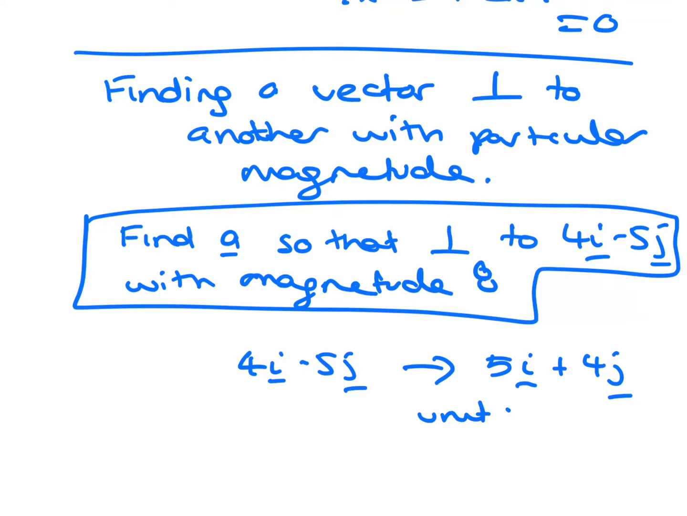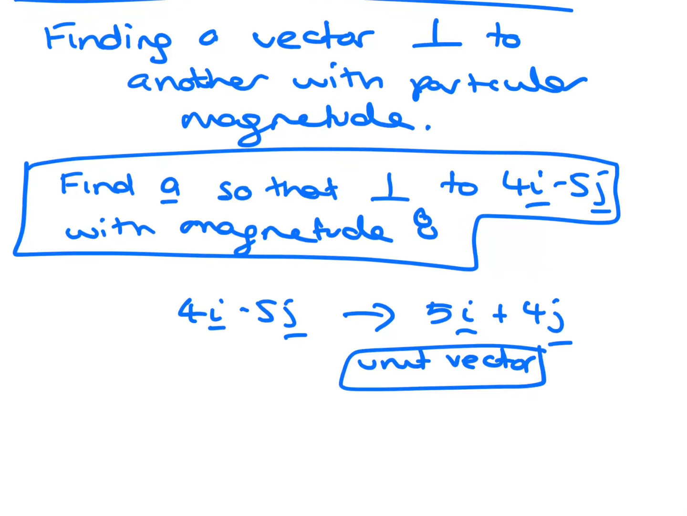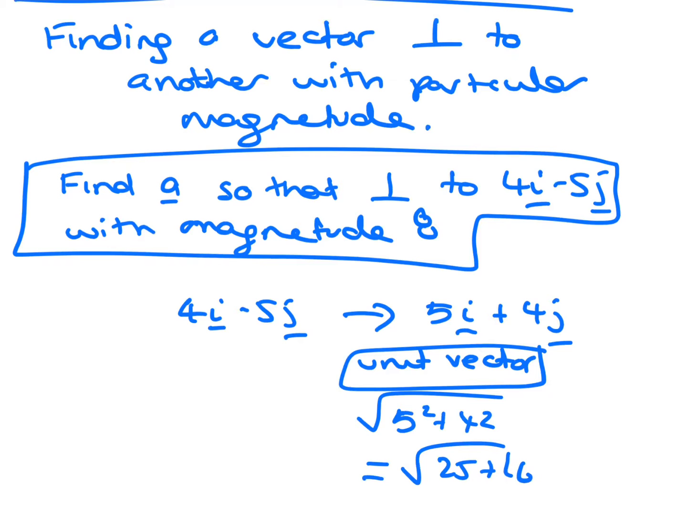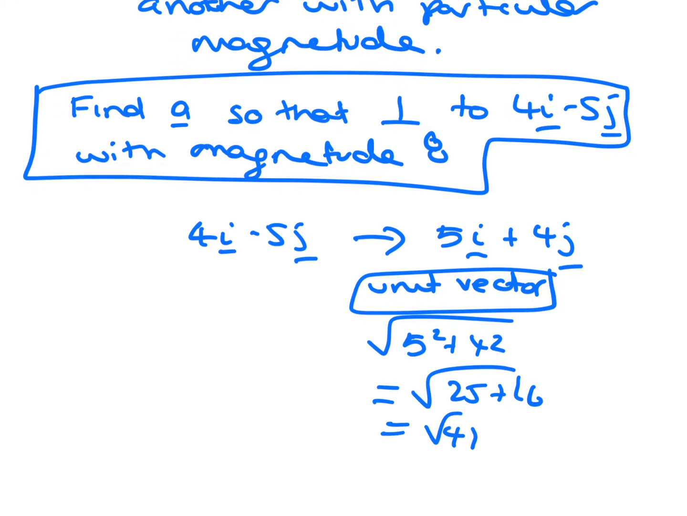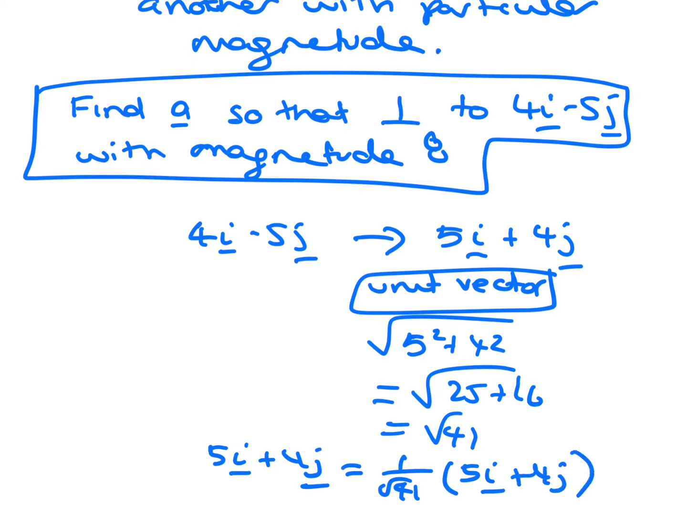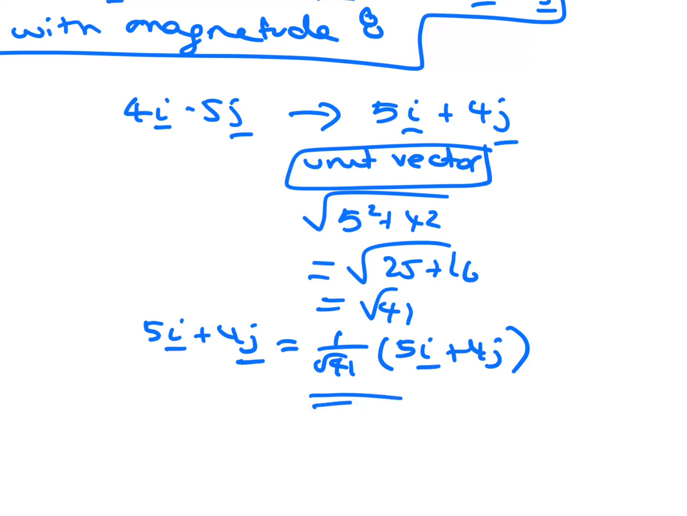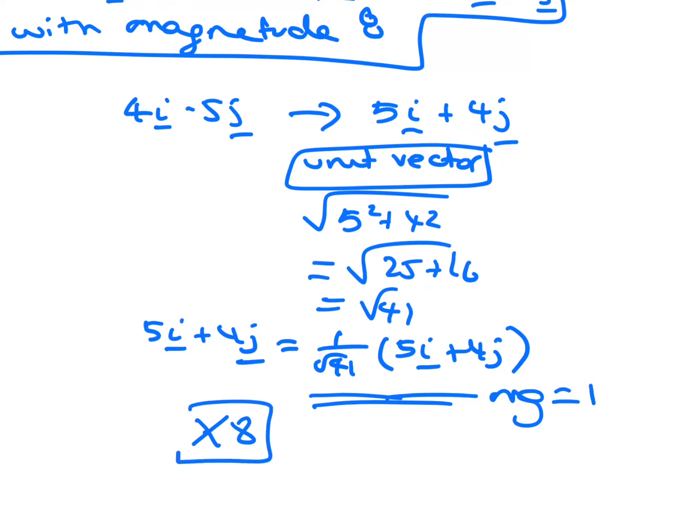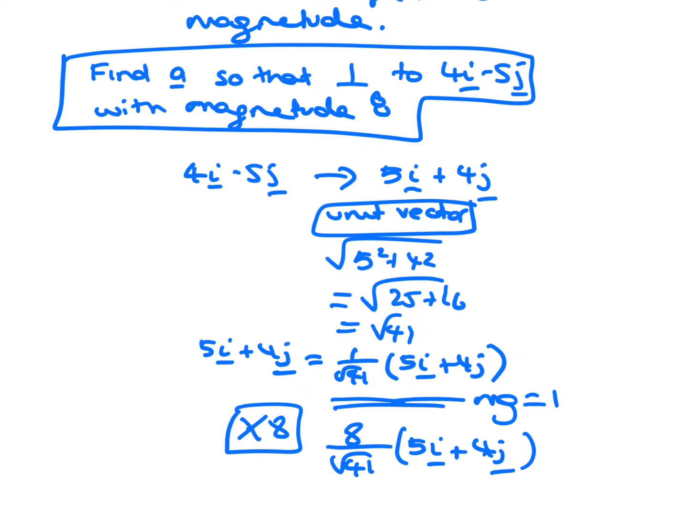Now I need to also make it a unit vector because we want to find one with a magnitude of 8. So the magnitude of this is root 5 squared plus 4 squared, which is root 25 plus 16, which equals root 41. So that means 5i plus 4j becomes 1 on root 41 times (5i plus 4j). Now that has a magnitude of 1. So if we want to get a magnitude of 8, we just have to times that vector by 8. Okay, and that's the solution.